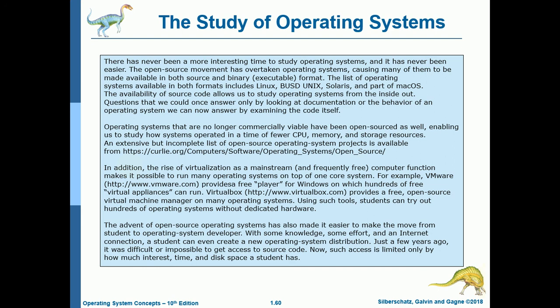So the advent of open source operating systems has also made it easier to make the move from student to operating system developer. With some knowledge, some effort, and an internet connection, a student can even create a new operating system distribution. As I've said, if you really know how to program and how to modify the source code of an operating system, you can create an operating system with your own name on it. Just a few years ago, it was difficult or impossible to get access to source code. Now, such access is limited only by how much interest, time, and disk space a student has.